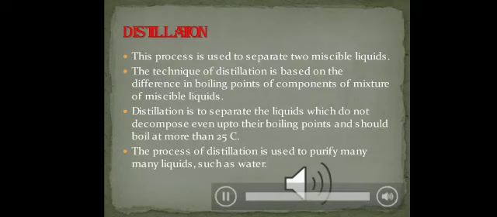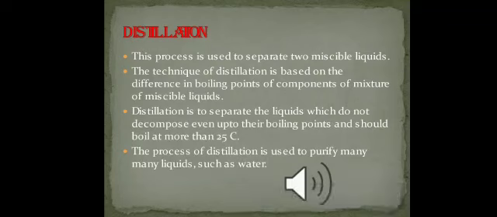Distillation. The process of distillation is used to separate two miscible liquids. The technique of distillation is based on the difference in boiling points of components of a mixture of miscible liquids. Distillation is used to separate liquids which do not decompose even upon reaching their boiling points and should boil at more than 25 degrees Celsius. In the process of distillation, the mixture is heated after keeping it in a distillation flask.